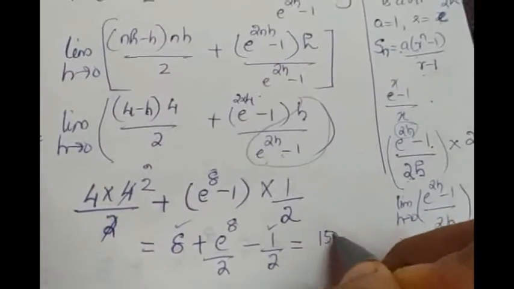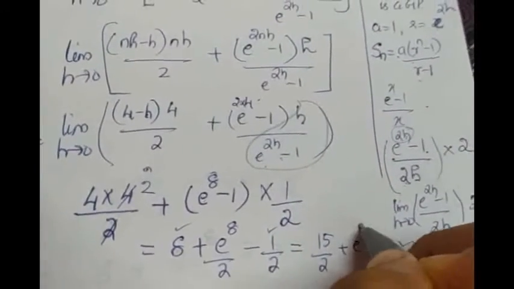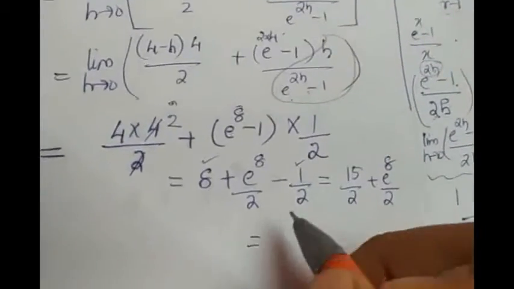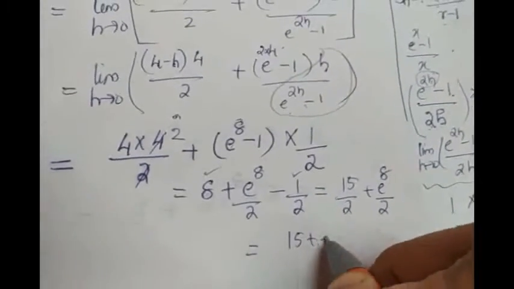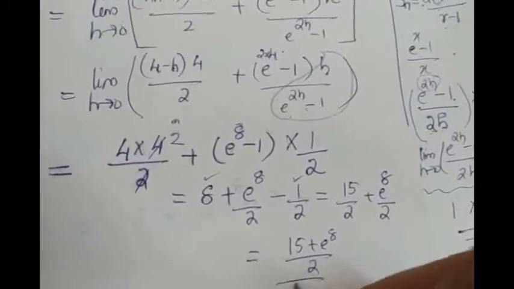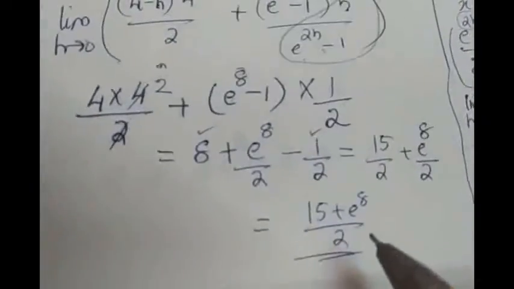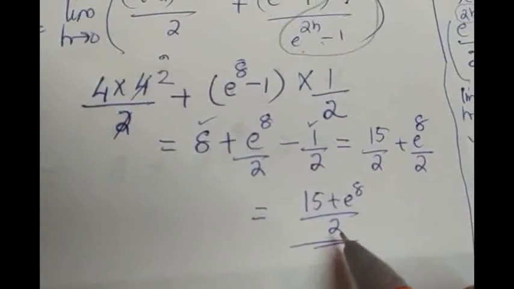So 15 by 2 plus e raised to 8 by 2. Otherwise, you can write the answer as 15 plus e raised to 8 by 2, by making the denominator the same. Okay, so the answer for the integral 0 to 4 of x plus e raised to 2x dx is 15 plus e raised to 8 by 2.